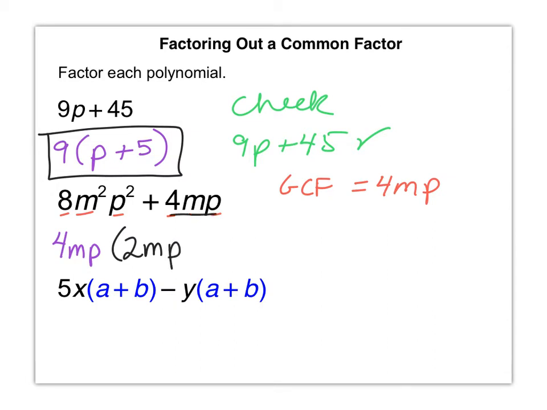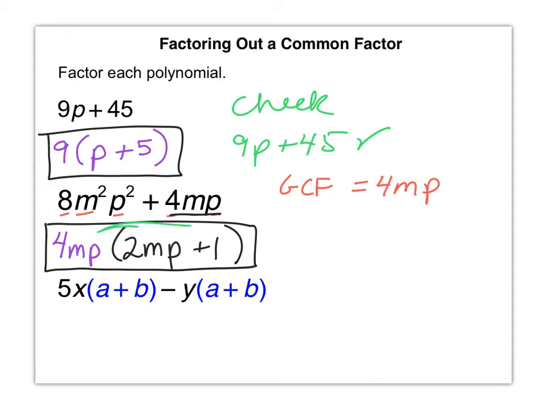Divide 4mp, the second term, by 4mp. 4 divided by 4 is 1. M divided by m and p divided by p will simplify. And our final polynomial in factored form can be written as follows. The check step can be found by distributing 4mp times 2mp, and that will give you 8m squared p squared, and 4mp times 1 is plus 4mp.